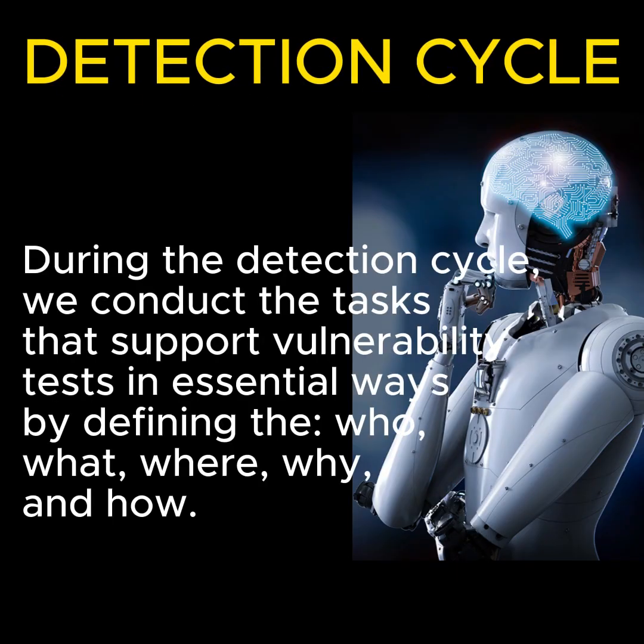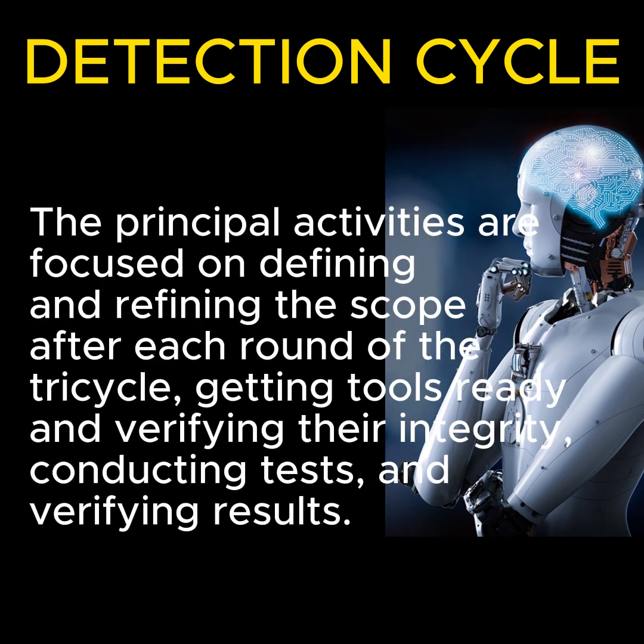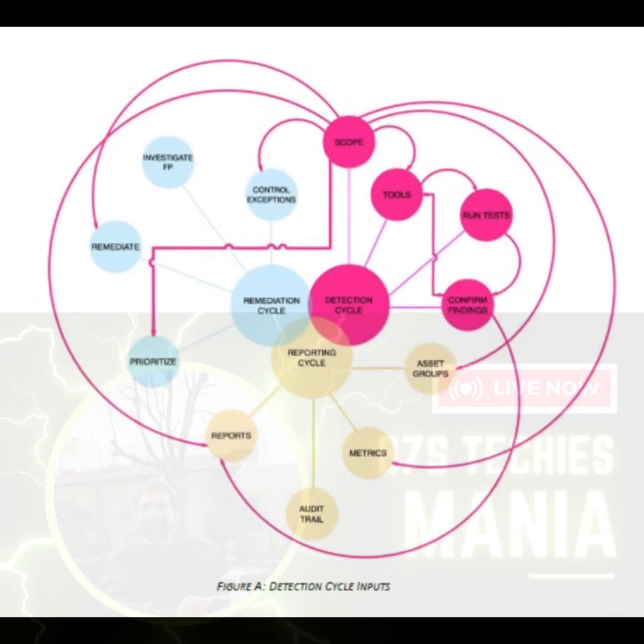During the detection cycle, we conduct the tasks that support vulnerabilities in essential ways by defining the who, what, where, why, and how. The principal activities are focused on defining and refining the scope after each round of the cycle, getting tools ready, verifying their integrity, conducting tests, and verifying results.